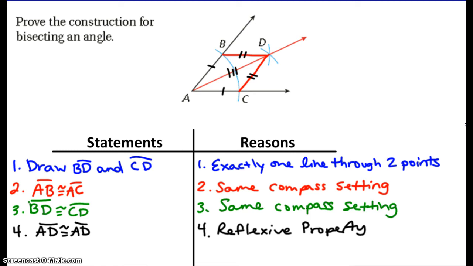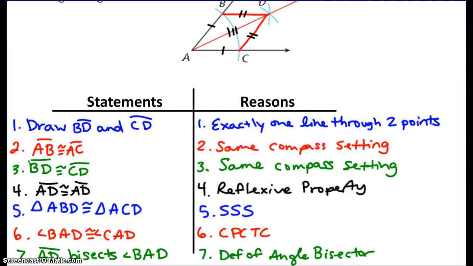So what I can actually say here is that the two triangles are congruent by side-side-side. So triangle ABD is congruent to triangle ACD. Alright, so what I can say is that angle BAD is congruent to CAD because of corresponding parts of congruent triangles are congruent. That means that ray AD bisects angle BAC by the definition of an angle bisector.